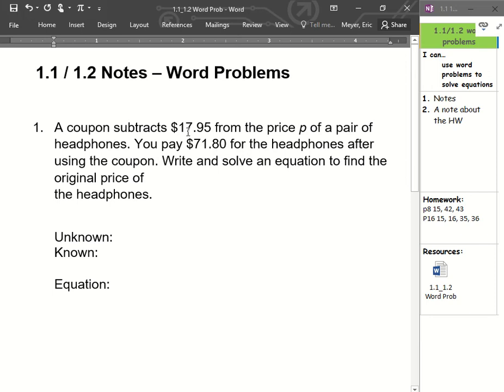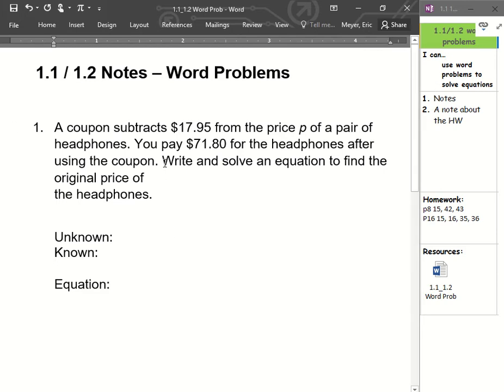Hello, Algebra 1 students. I want to go through a couple questions here on word problems. So I separated out the word problems of Lesson 1 and Lesson 2 into this one video, just so we can really focus in on what it means to be doing a word problem. So I'm going to do these 3 problems, and then I'm going to talk a little bit about what the homework looks like. Our goal is we want to use word problems to solve equations, okay?